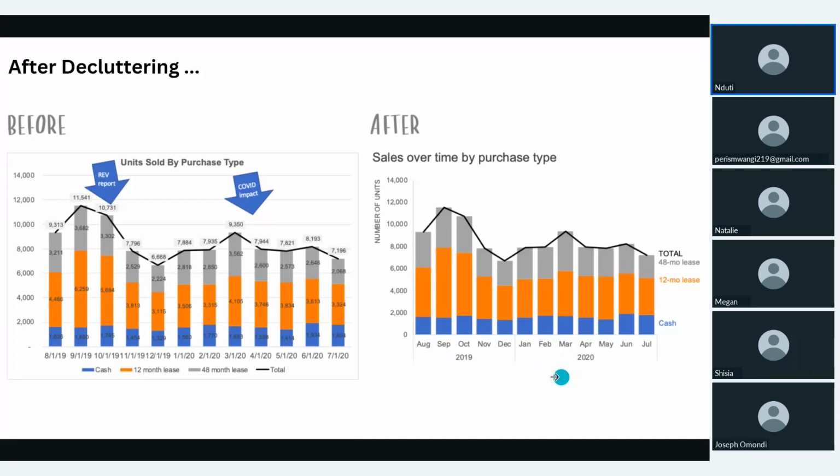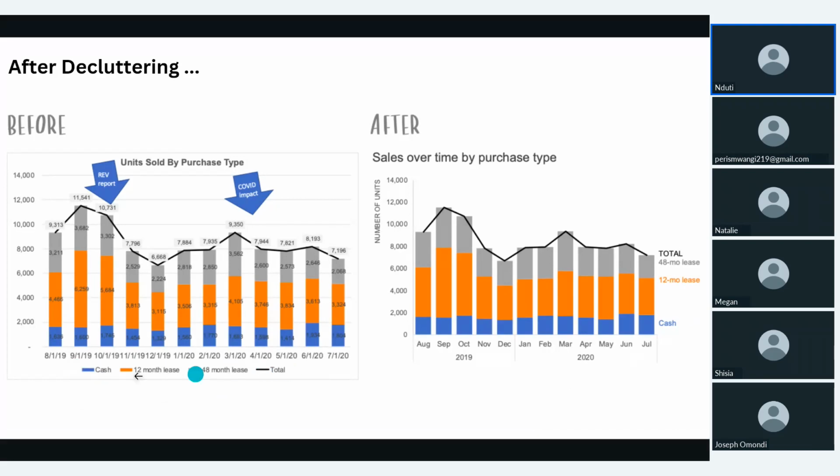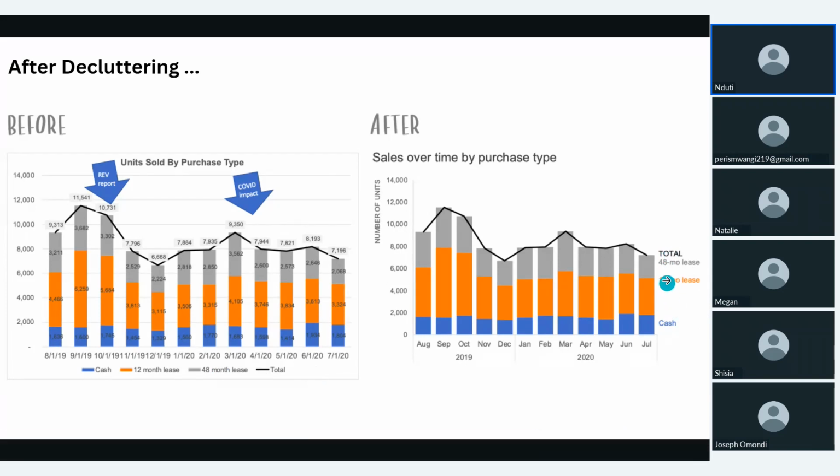Much better, much more readable. I've gotten rid of the legend down here. I don't know what purpose it was serving, and I've just had them next to my background. So I know the gray here corresponds to my 48-month lease. So there is a customer group that is having 48-month leases, another one that's having 12-month leases, and another one that's coming who are using cash for transaction.